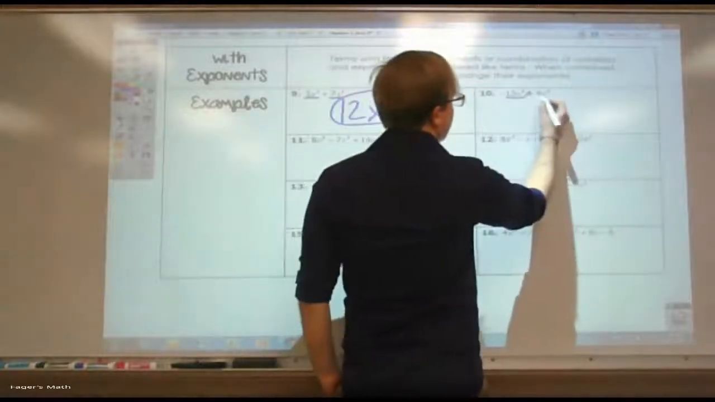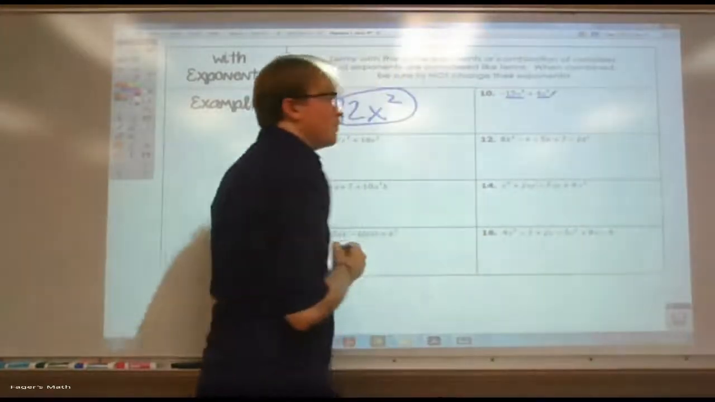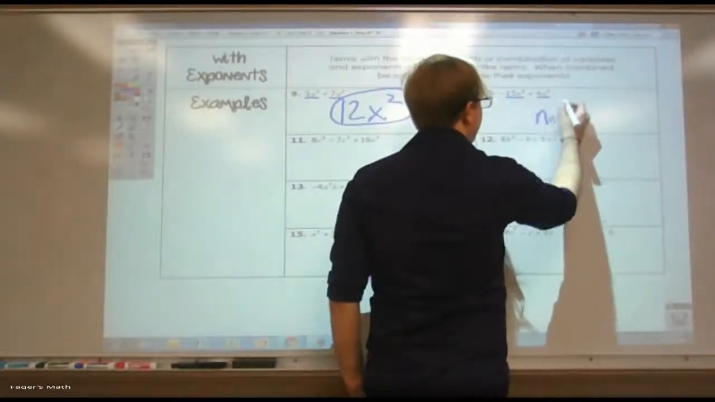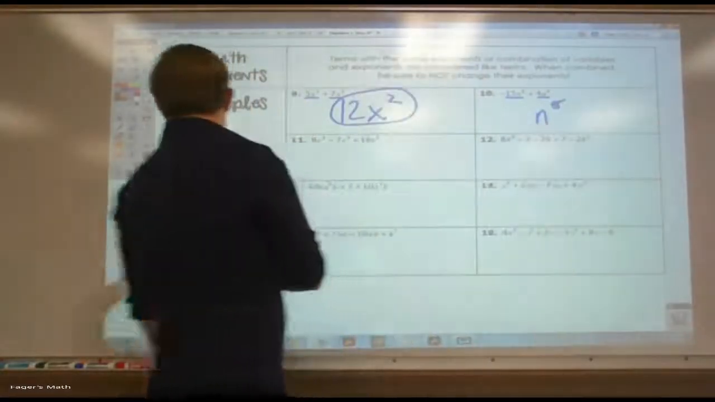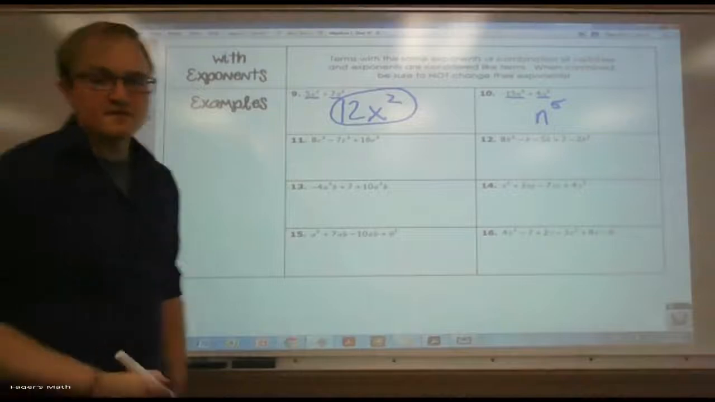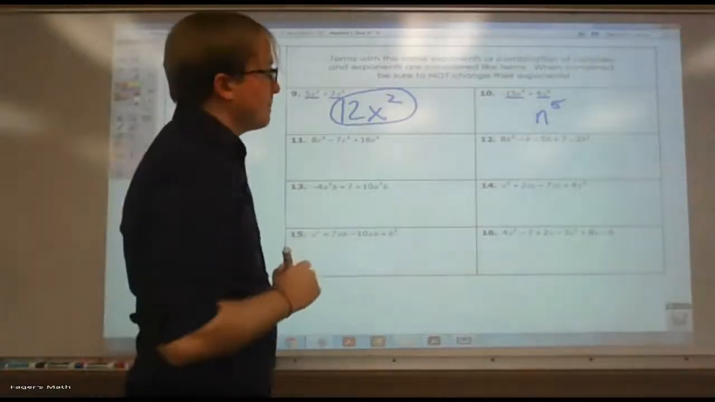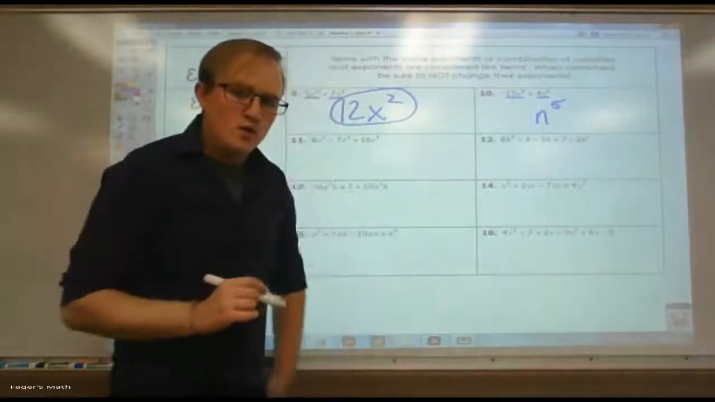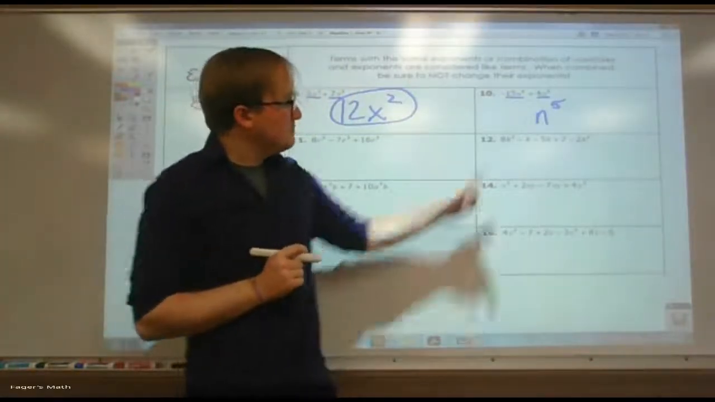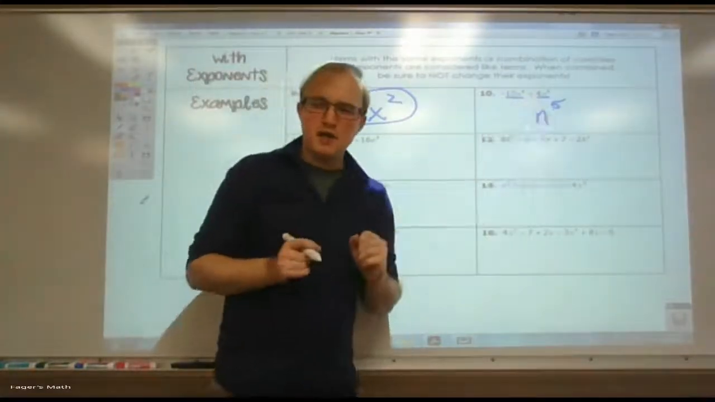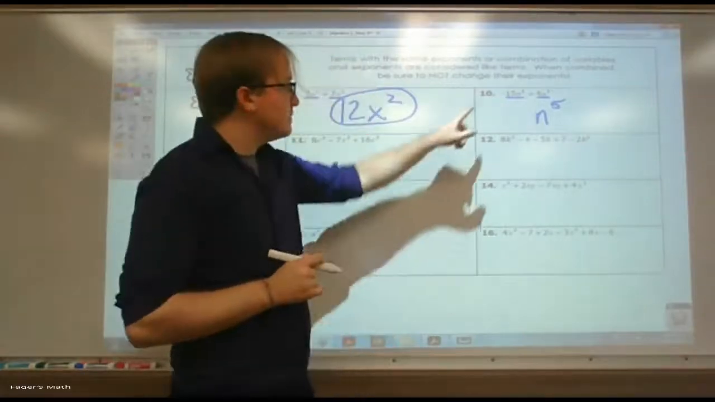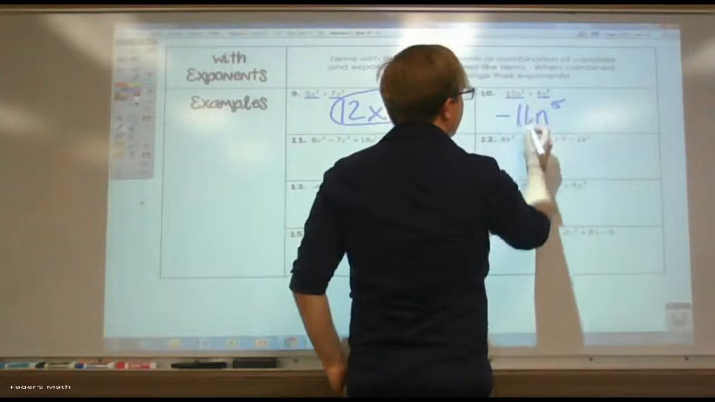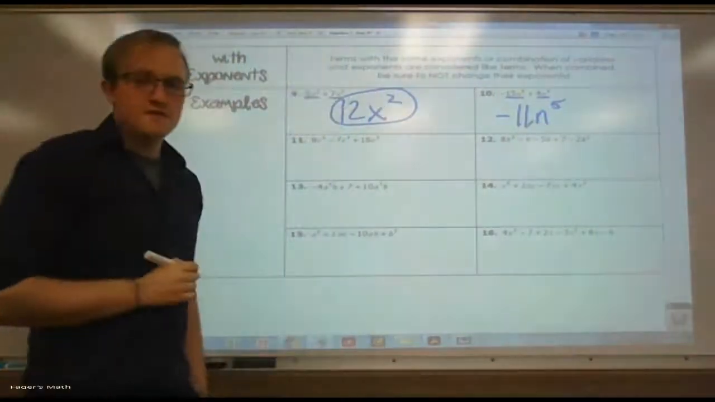So negative 15n to the 5th plus 4n to the 5th. It's still n to the 5th. That n to the 5th doesn't change. And that is kind of a weird 5, isn't it? But it's still a 5. So then what's negative 15 plus 4? Well, hopefully you're thinking to yourself, normally 11 minus 4 would be 11. But this is clearly going to be negative because of the 15. So negative 11n to the 5th.